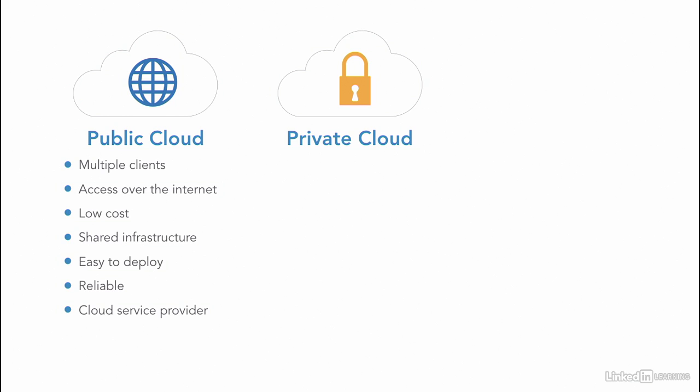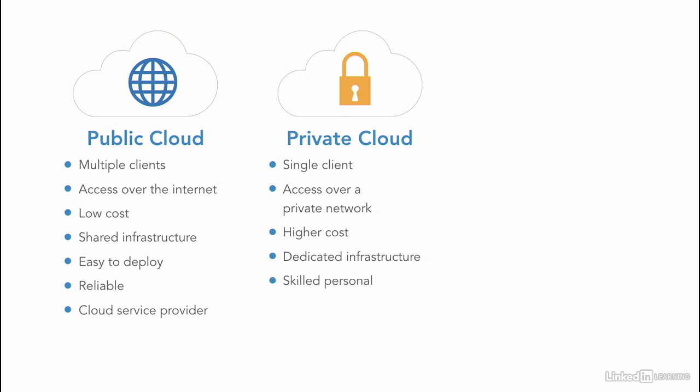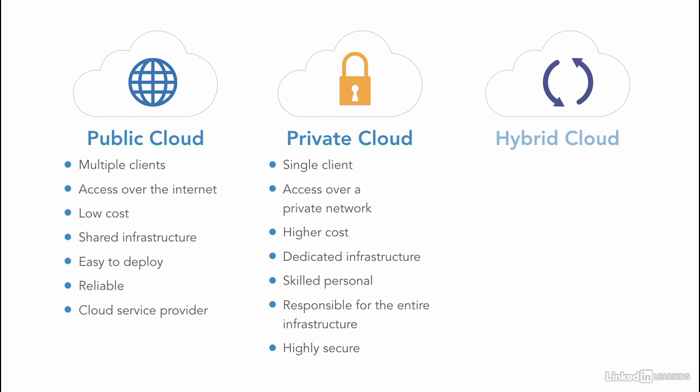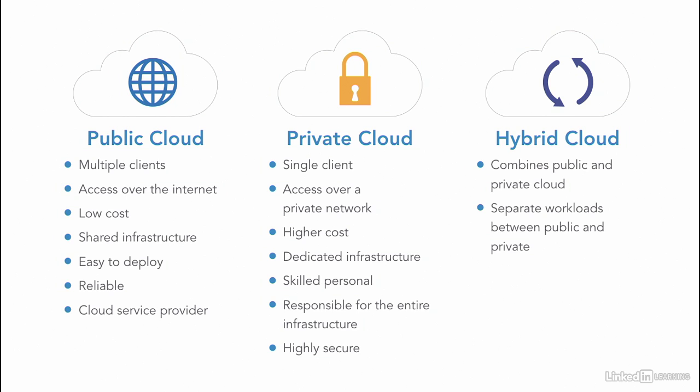In the private model, it is for a single client. It can be accessed over a private network. It does have a higher cost and a dedicated infrastructure. In the private model, we need to provide the skilled personnel, and we are responsible for that entire infrastructure, but it is highly secure. And the hybrid combines the public and private clouds, and we can separate the workloads between our public and private clouds. Using the home ownership model can help you remember the difference between public, private, and hybrid cloud models.